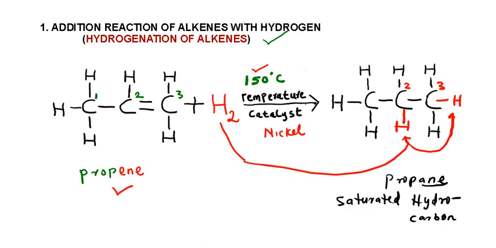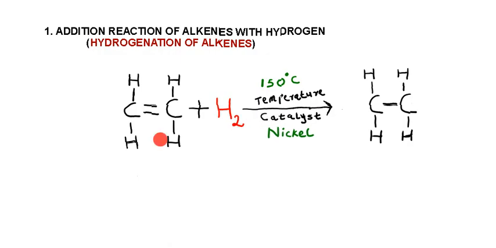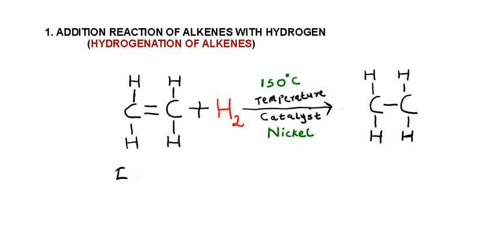All right, let's go ahead and take another example. Here now, we are also taking the addition of alkene with hydrogen. So here, let's look at this organic compound here. The organic compound here is known as ethene. This is known as ethene.